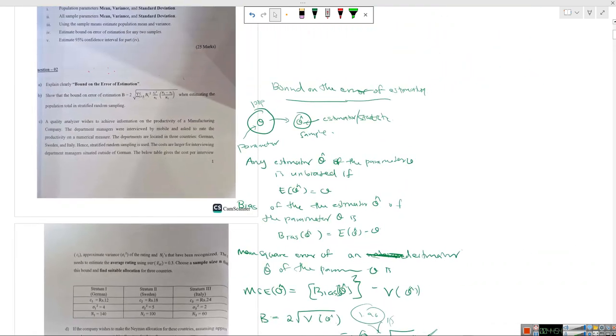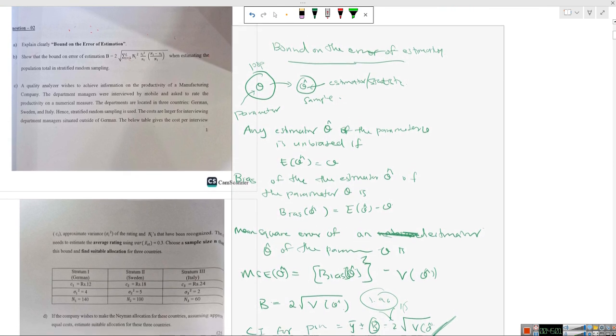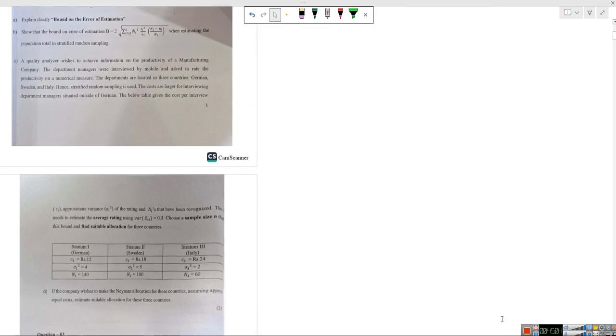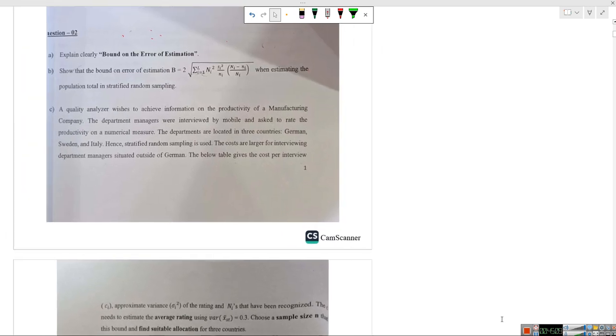Now we will move to the B part of the second question. Let me erase all these explanation items. Right, now they are asking, show that the bound on the error of estimation B is equal to this, when estimating the population total in a stratified random sampling. So they are asking about this population total.